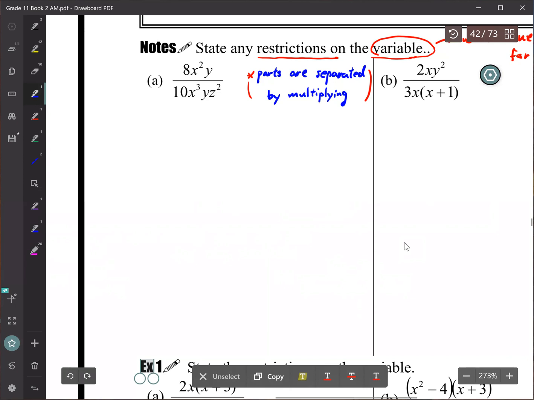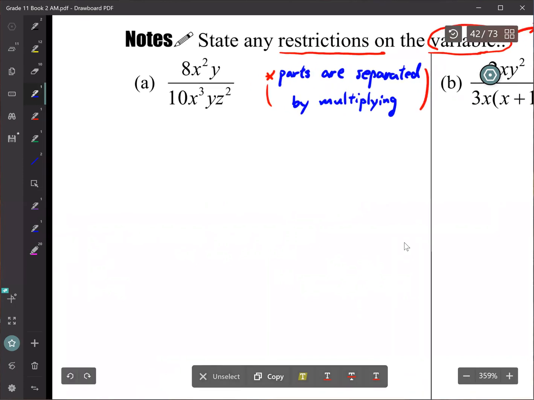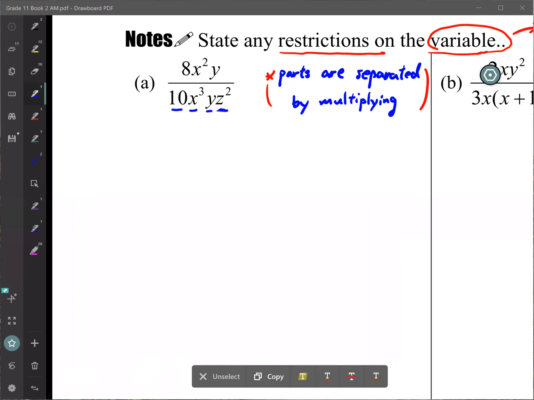So what that means is when we look at the denominator, you have 10 times x cubed times y times z squared, right? So they are multiplying at the bottom. At the bottom, we have 4 parts, okay? So the idea is if you multiply by a 0, it will make the whole denominator equal to 0. If any of the parts becomes 0, then they multiply to equal 0. And our restriction is we cannot have 0 in the denominator, which means we cannot have any of the parts equal to 0. Does that make sense? We need to make sure each of the parts doesn't equal 0. Otherwise, it will be undefined.